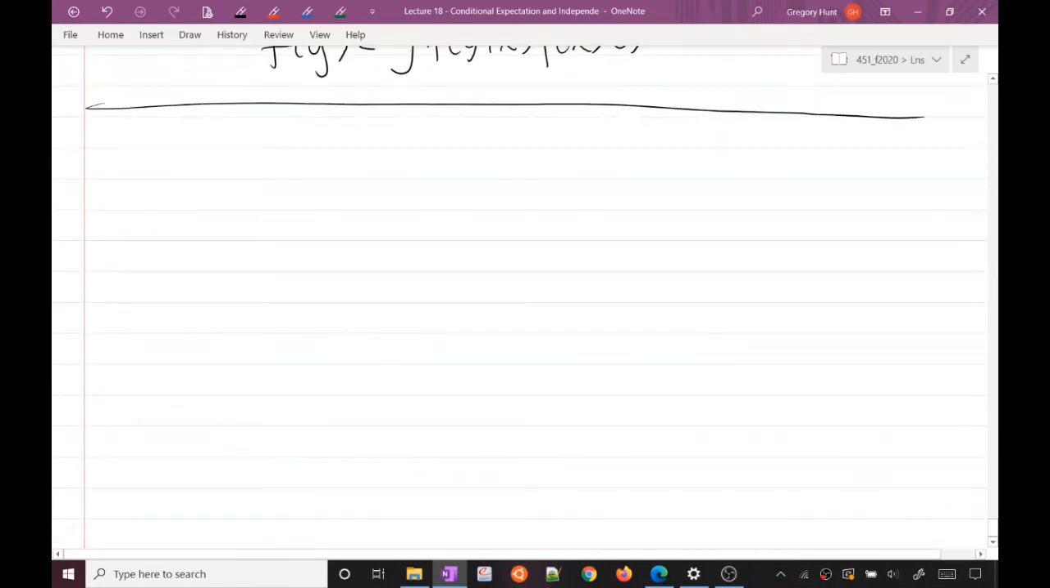This basically underlies the whole area of statistics called Bayesian statistics. So let's look at two examples to close out the lecture here. Okay. Example 1.